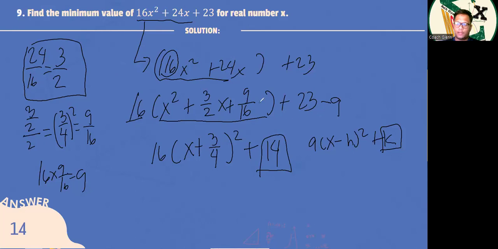Where did negative 9 come from? So as we can observe here, we added 9 over 16 for the completing the square. So 16 times 9 over 16, that's 9. That's why we need to subtract 9 here. Okay, any other questions?